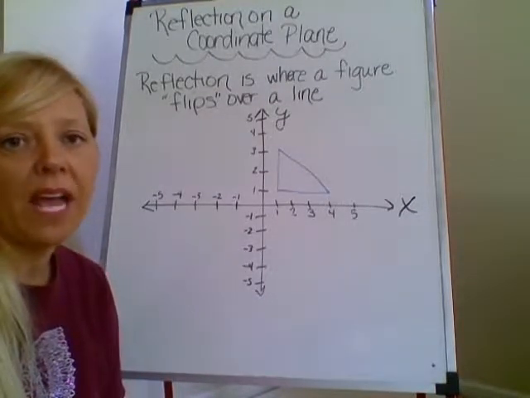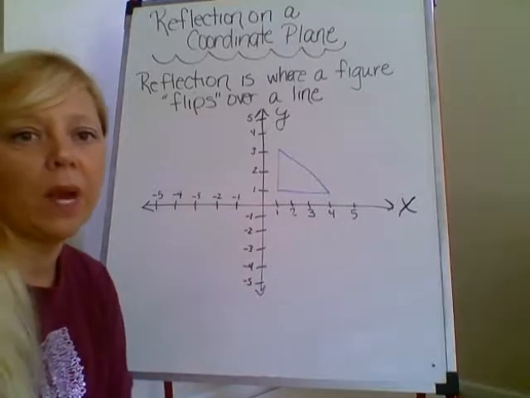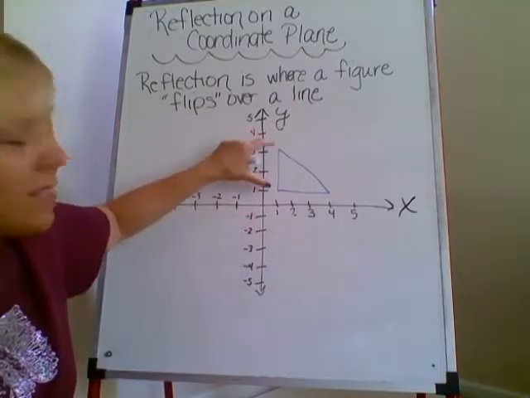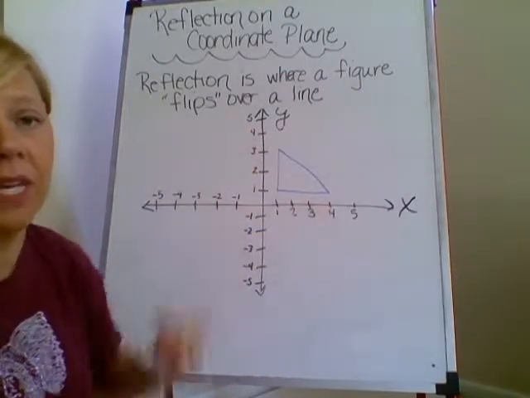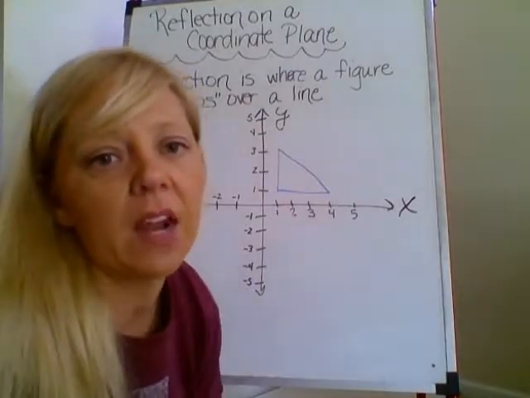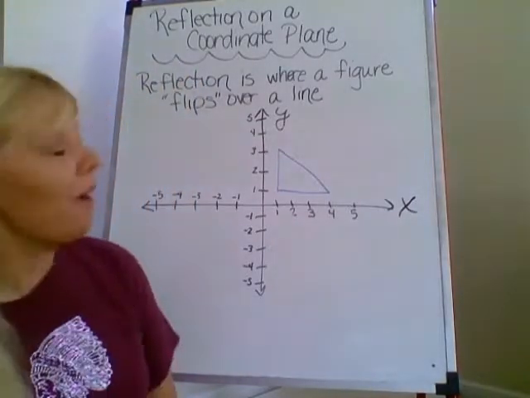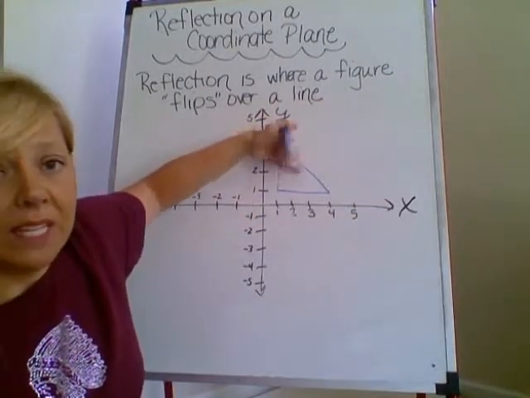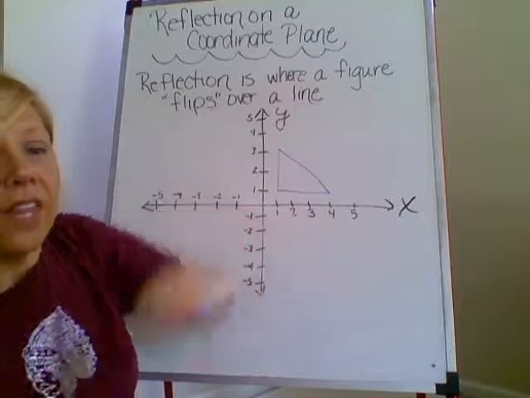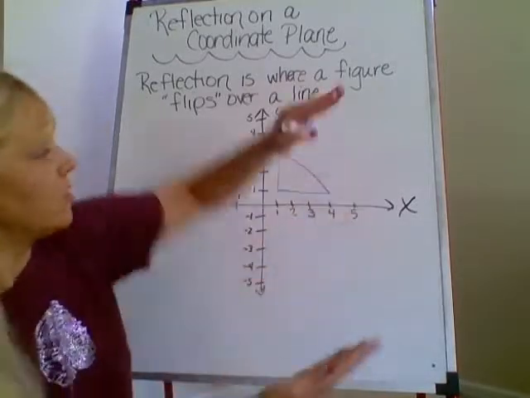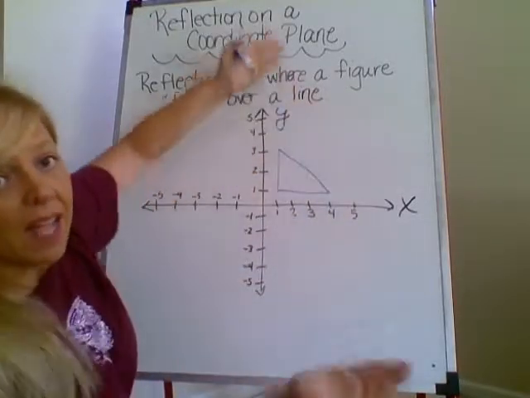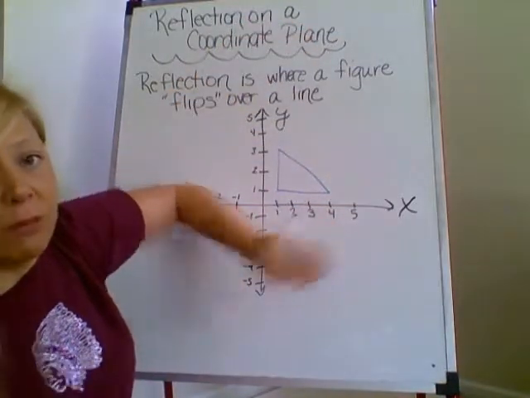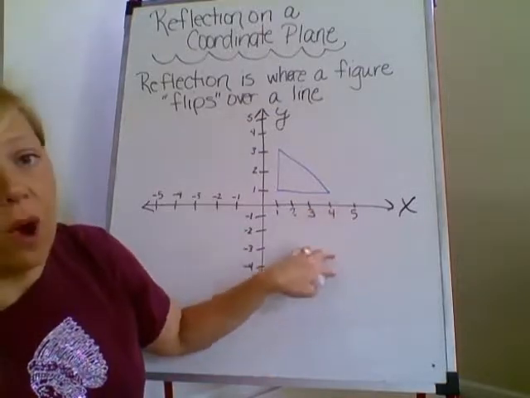So what happens if I have a shape? Here I have a right scalene triangle drawn. And I know it's scalene because this is only 2 and this is 3 in length. And I want to reflect that over the x-axis. So if I want to reflect over the x-axis, that means this shape needs to flip over the x-axis. If I took some paint and could fold my grid and then open it back up, it would be magically reflected down here into the fourth quadrant.